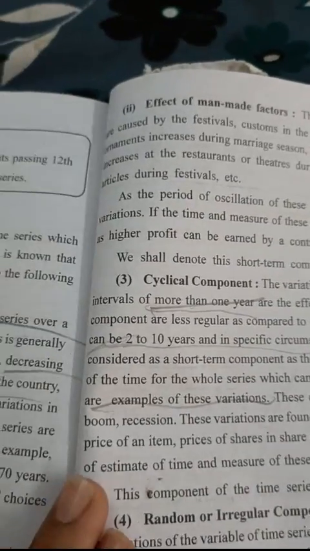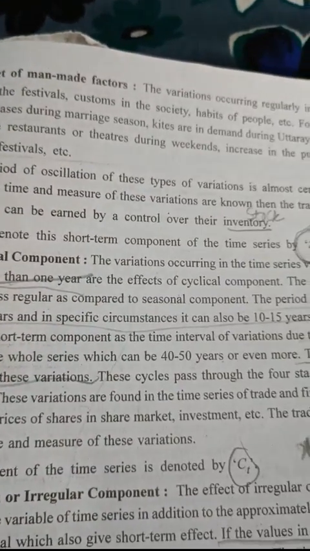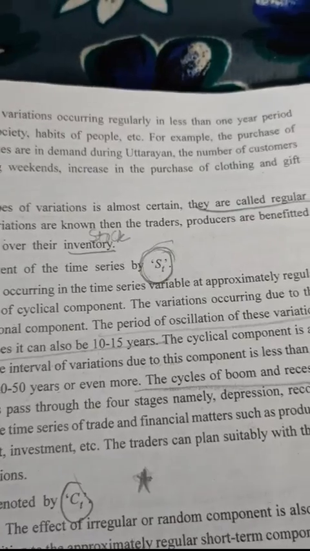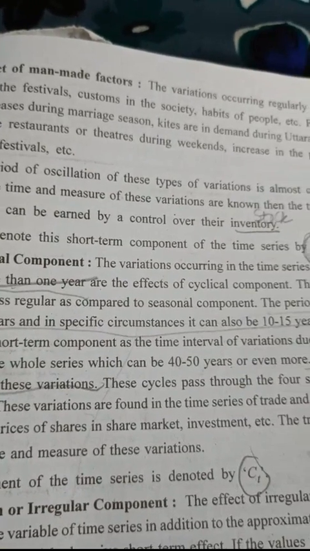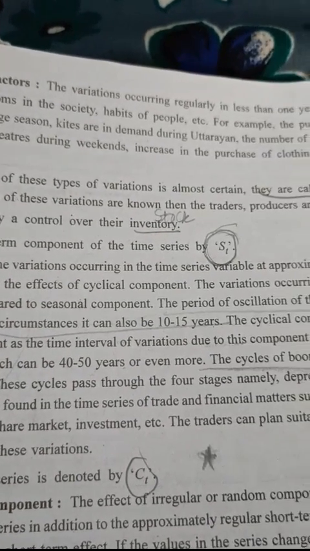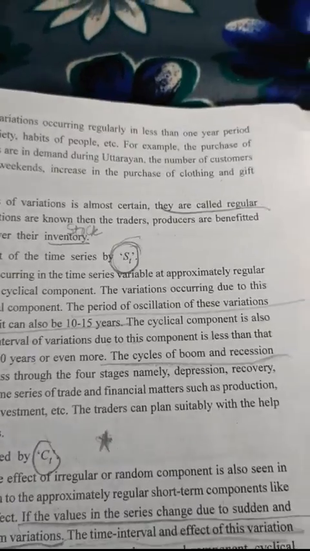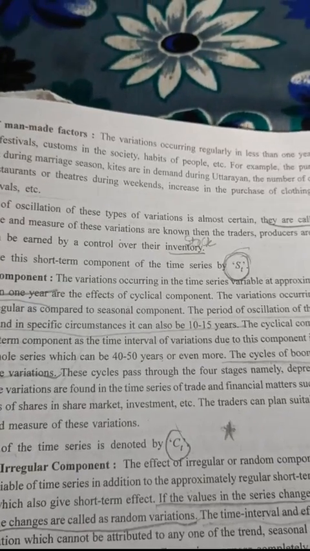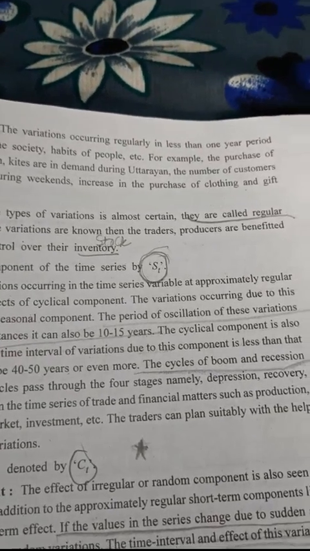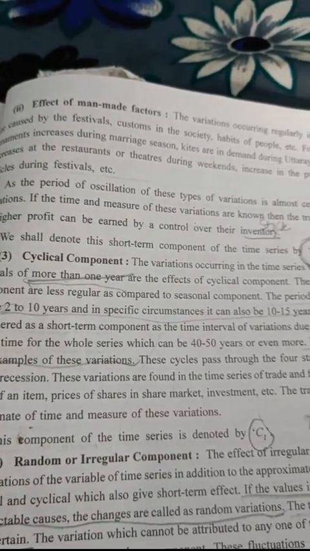The cyclical component is also considered a short-term component, as the time interval of the variation due to this component is less than the time for the whole series, which can be 40 to 50 years or even more. The time interval of this short-term component can be more or less than 40 to 50 years. The cycles of boom and recession are examples of this variation.